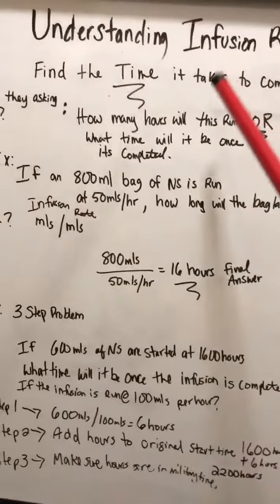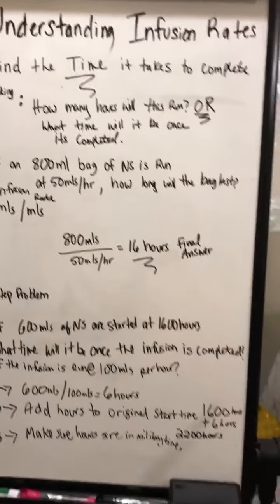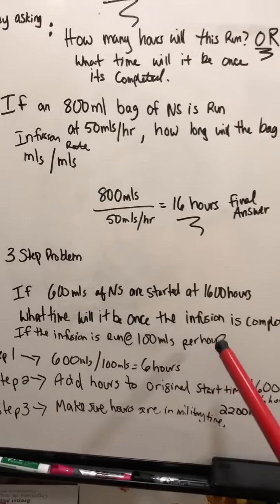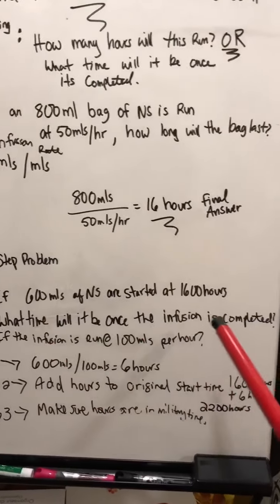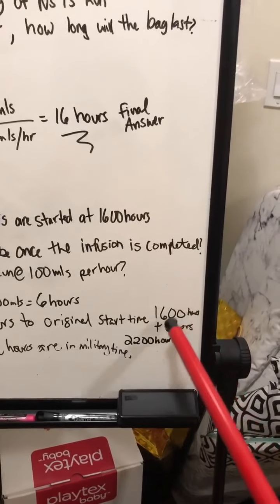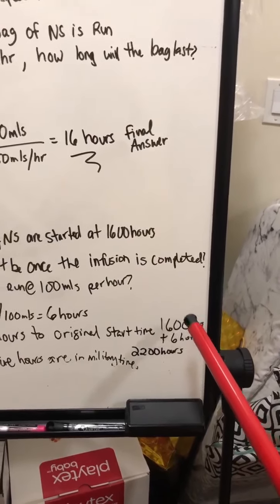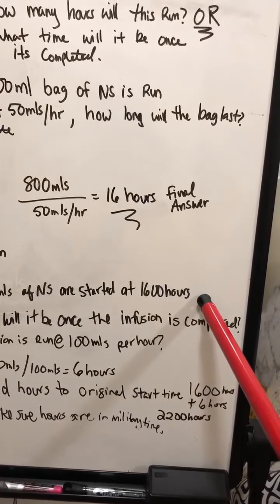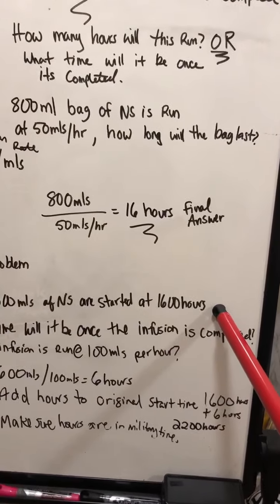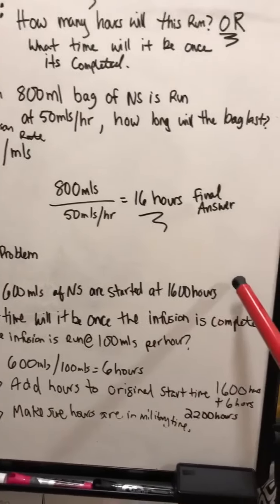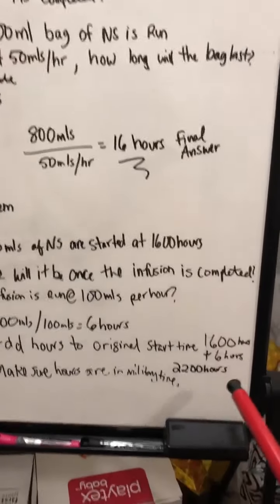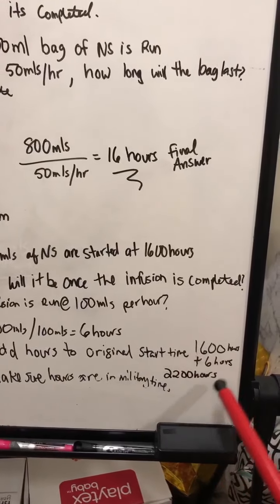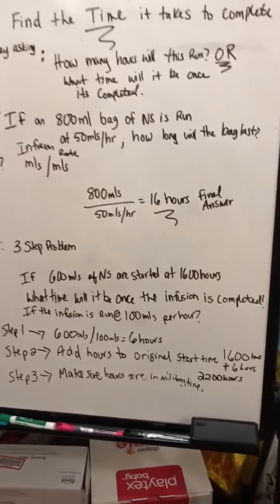Now, although it falls under the same category of total time to infuse, they didn't ask you how many hours later it will be. They said, what time will it be once it's done? So the 6 hours is not the final answer. The final answer is what time it will be when it completes. If they told you it starts at 1600 hours, then you need to add the 6 hours to this, and that will tell you the time that it will end. This infusion will end at 2200 hours.